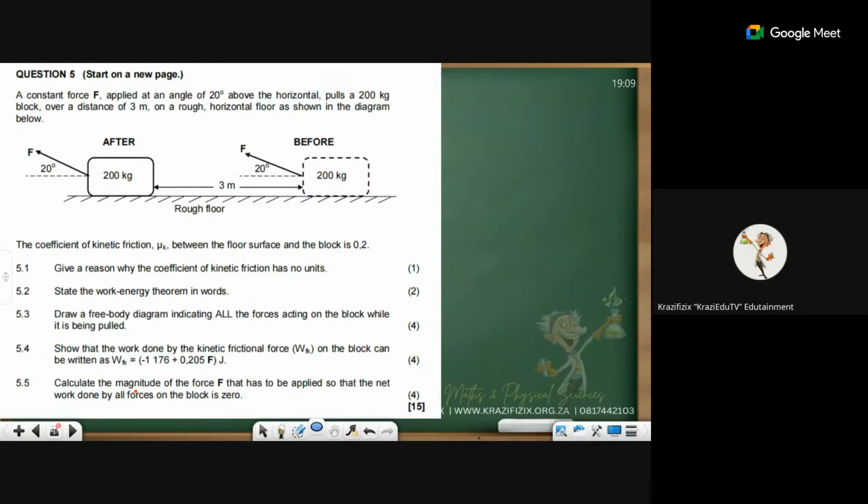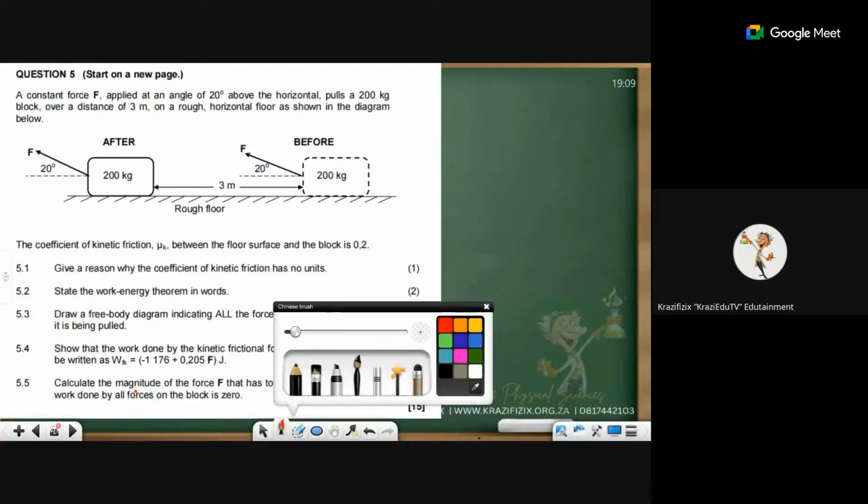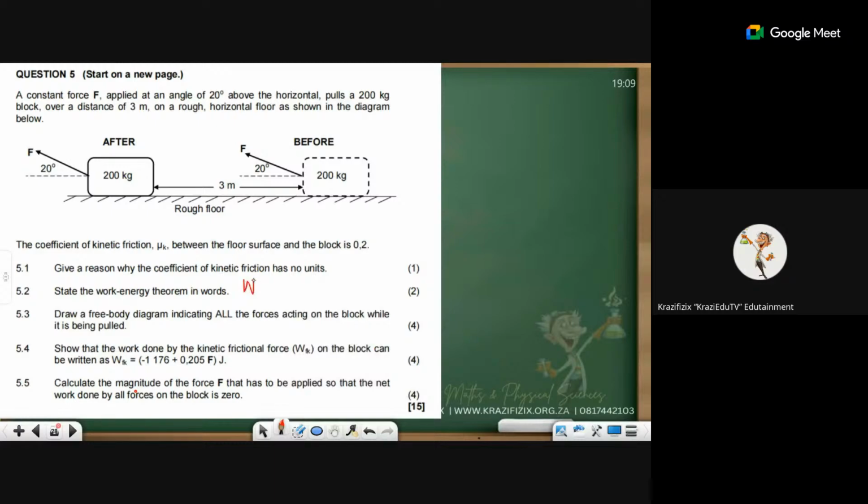State work energy theorem and work. The net work done on an object equals its change in kinetic energy. Do you remember that formula? Work energy. It means there's work on one side, there's energy on the other side. And this is the formula. Work net is equal to... change that into words. The net work done is equal to the change in kinetic what? Energy. 2 marks. Done.